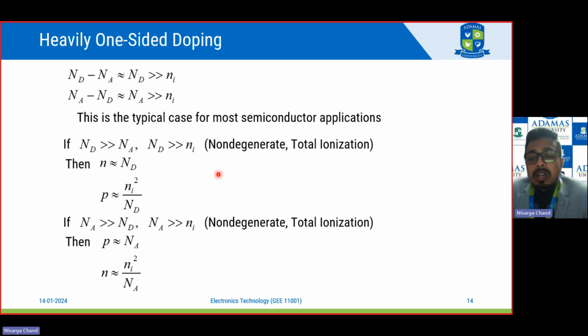Under thermal equilibrium, the product of the number of electrons and the number of holes is equal to the square of the intrinsic carrier concentration. So ni is nothing but the intrinsic carrier concentration. And the opposite, if acceptor atoms Na are very much greater than Nd, then p is almost equal to Na and n is almost equal to ni squared by Na.